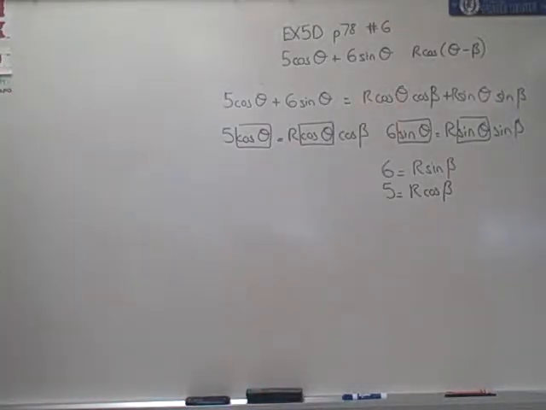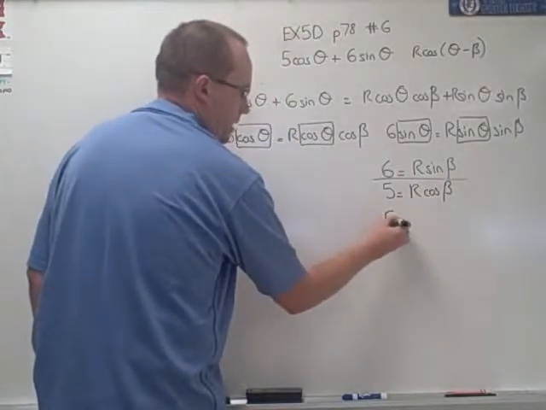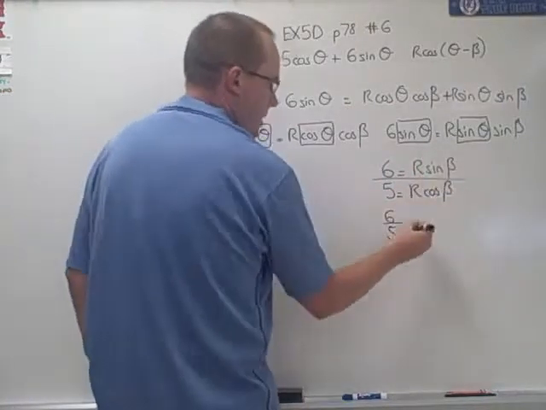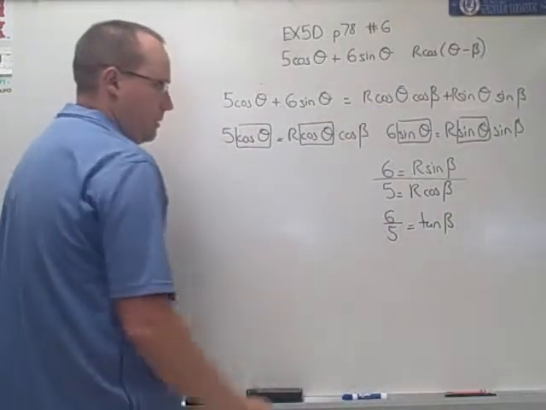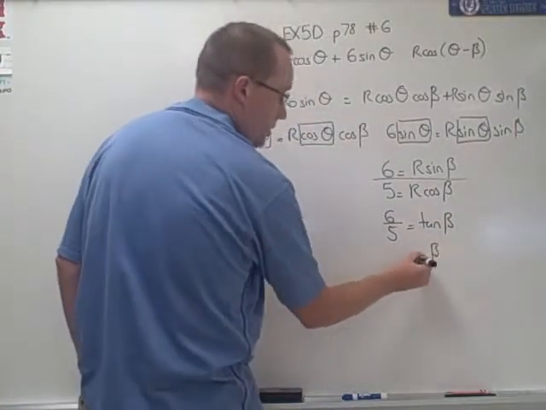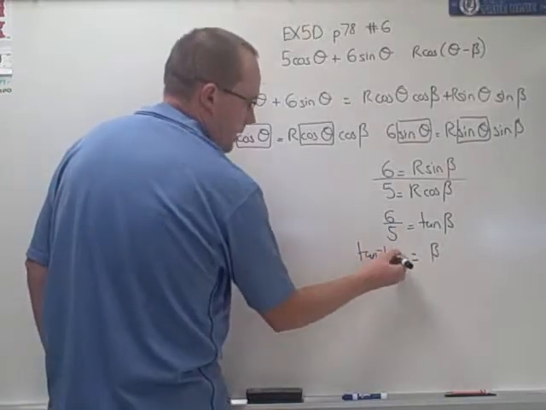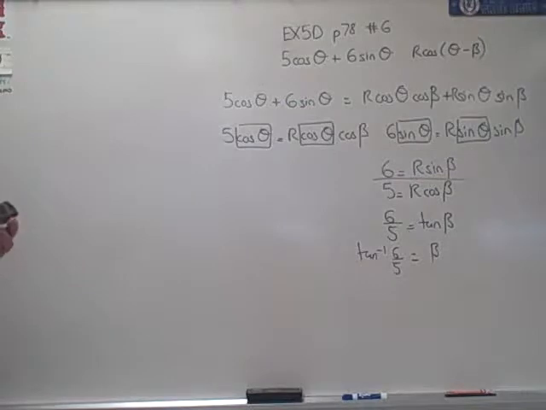And then I'm going to try and eliminate one of the variables. Now if I divide these, the r divided by r will cancel. Sine divided by cosine equals tan. To solve for beta, I'm going to do the opposite of tan. So I'm going to do tan to the -1, or arctan if you prefer, of 6/5.